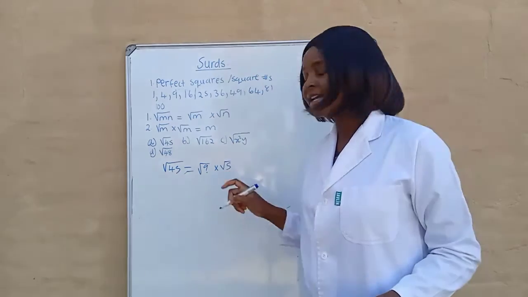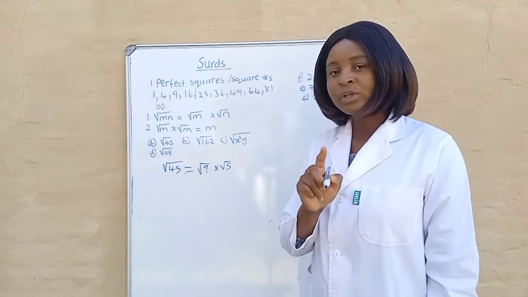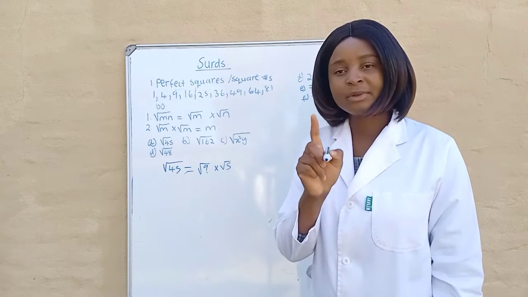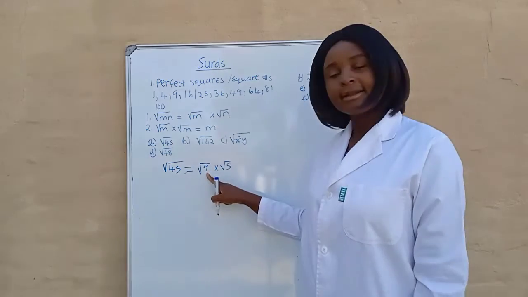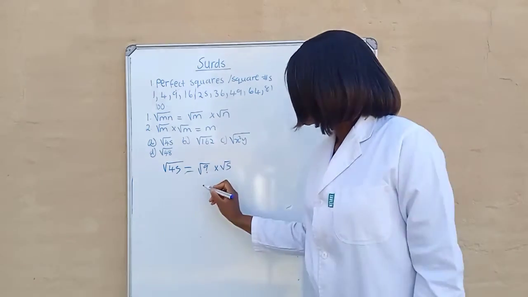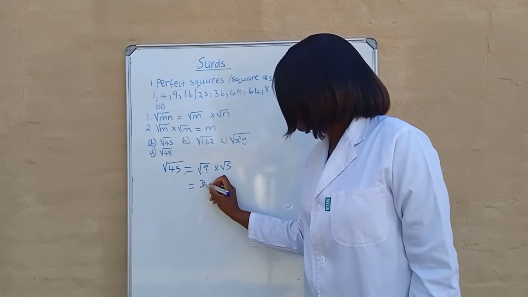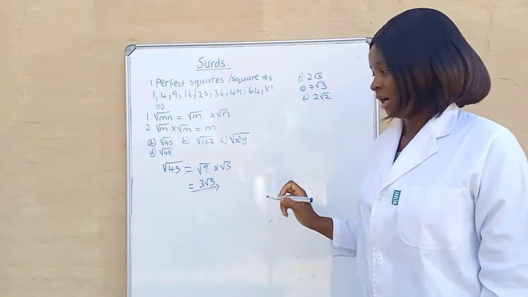Square root of 9. Why did I choose root 9? Because I know the exact square root of 9, which is 3, right? With square root, we are simply looking for a number that will multiply itself and give us 9. And that number is 3. 3 times 3, we get 9, right? So this will become 3 root 5. Our solution will be 3 root 5.